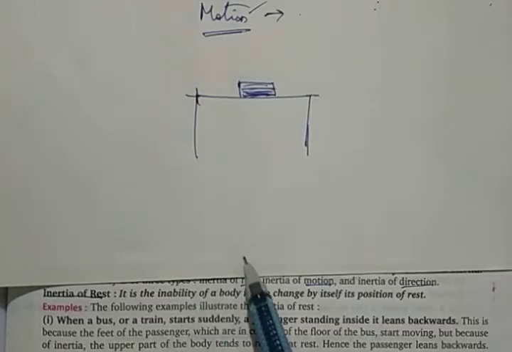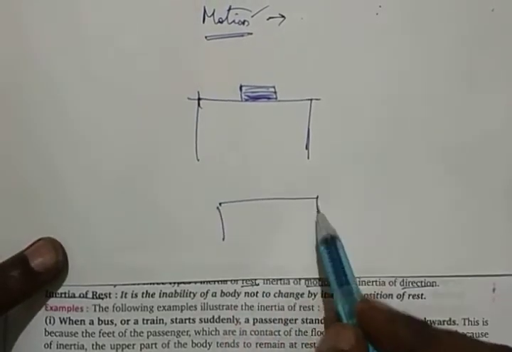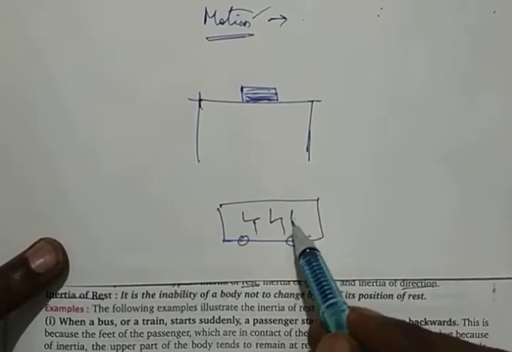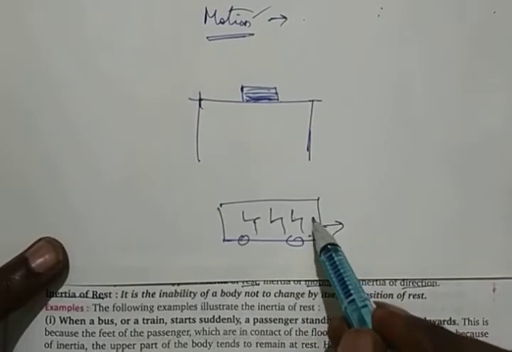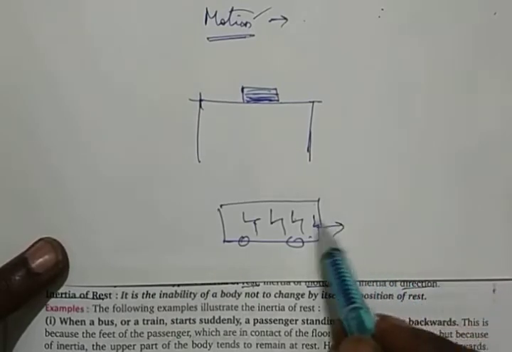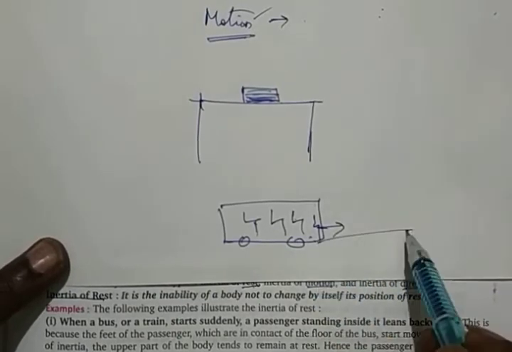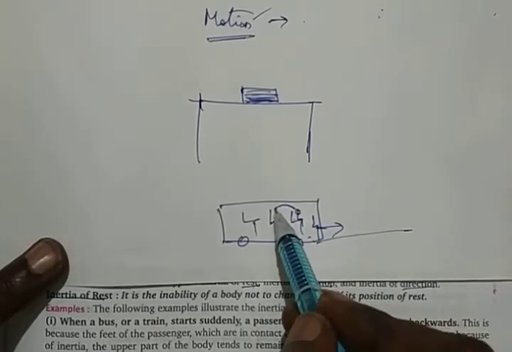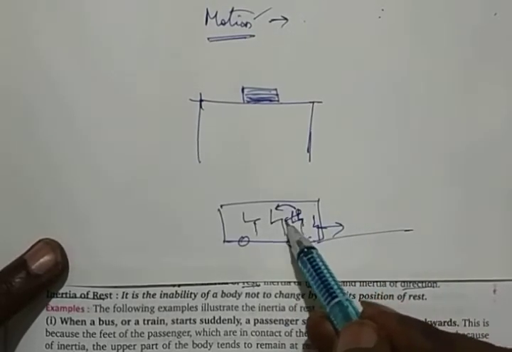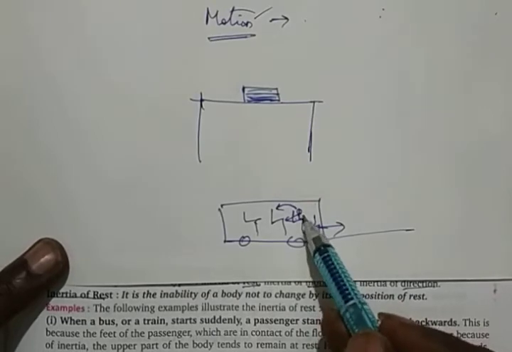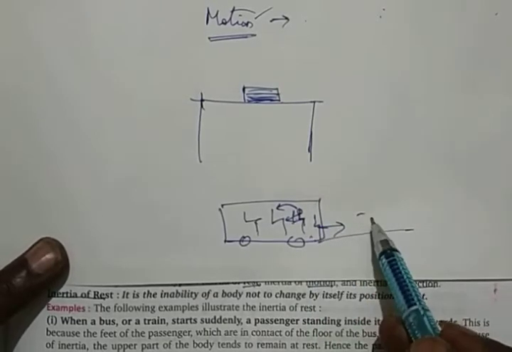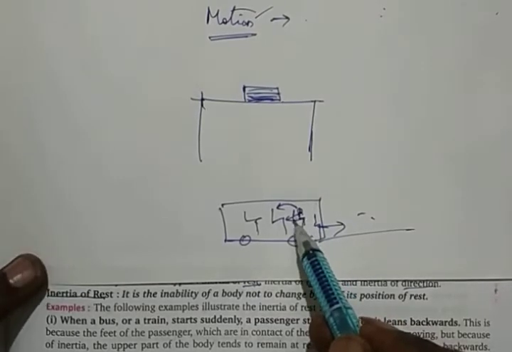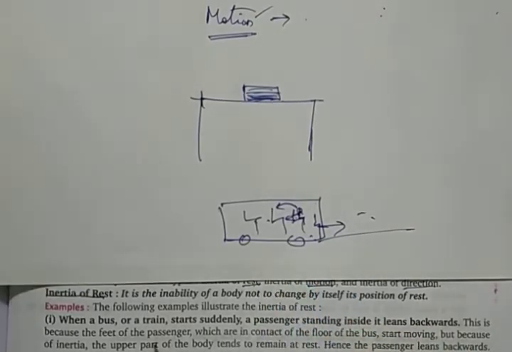Suppose a bus is there and all the passengers are sitting. All of a sudden the driver accelerates the bus. As soon as he accelerates so quickly, what happens to every passenger who is sitting? The passenger will fall back. He will just lean backwards. Have you seen that? Why do we lean backwards? The bus is moving all of a sudden, but you are at rest. You wanted to continue to be at rest. So you lean backwards. That's the example given here.